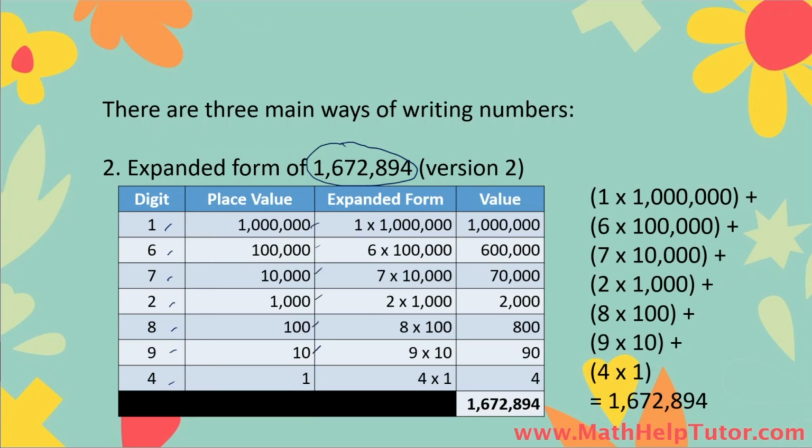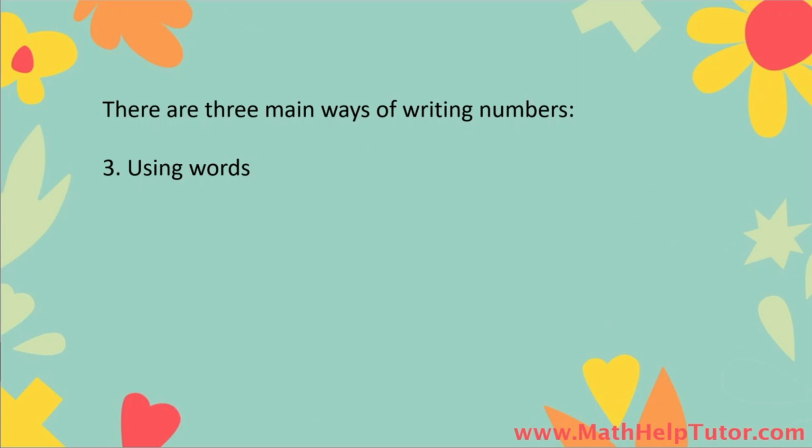And we write the expanded form, which is the digit multiplied by the place value. So we do that for all of our digits. And what we do is we write the expanded form of that digit plus the expanded form of the next digit plus the expanded form of the next digit, and so on. And of course, if we add up all these digit and place value combinations, we're going to get the number itself, which is 1,672,894.